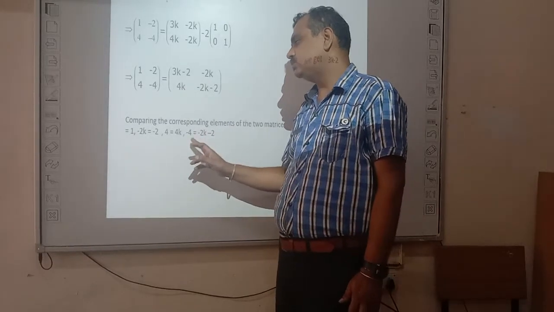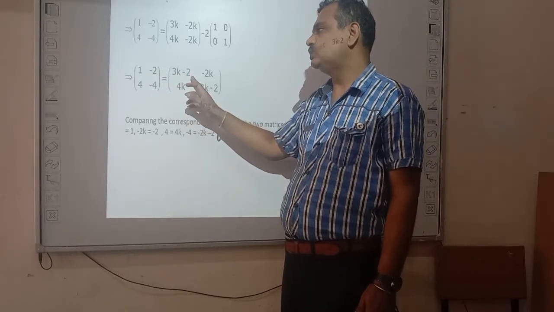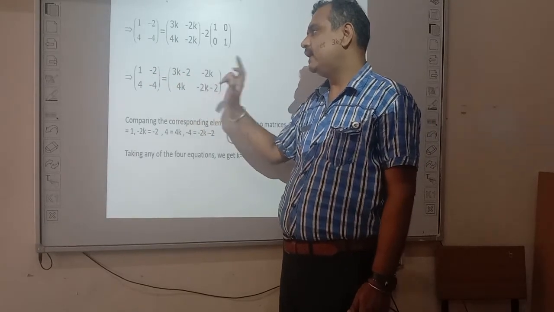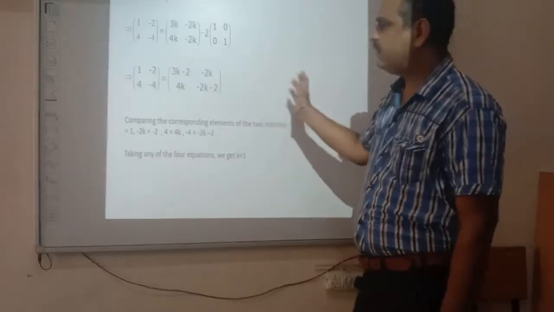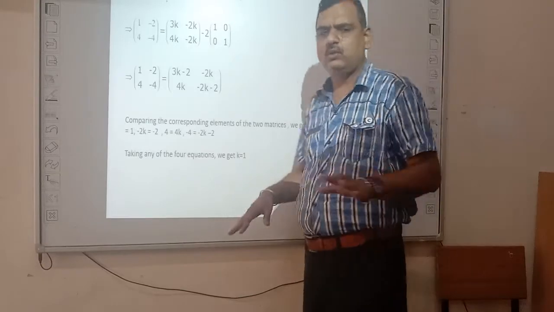The value of k comes to be 1. How? 1 equals 3k minus 2, so 3k equals 3, k comes to be 1. If you take any of the 4 values and compare it, you will get the same answer, k equals 1.